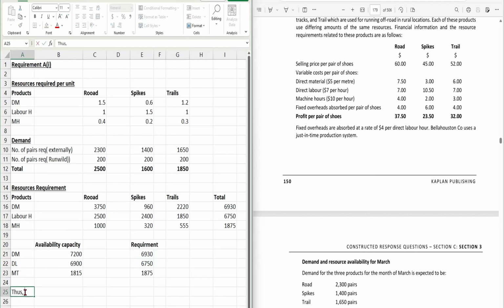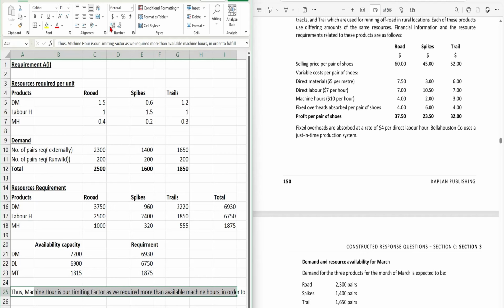Thus, machine hours is our limiting factor, as we require more than available machine hours in order to fulfill both external as well as Runfield demand. So this is the way you can write it down.